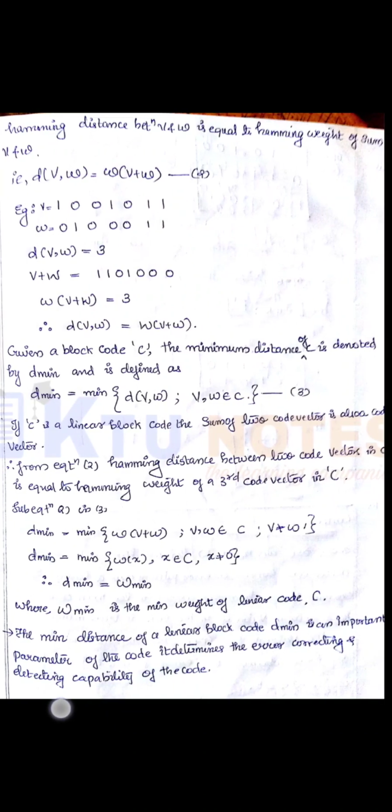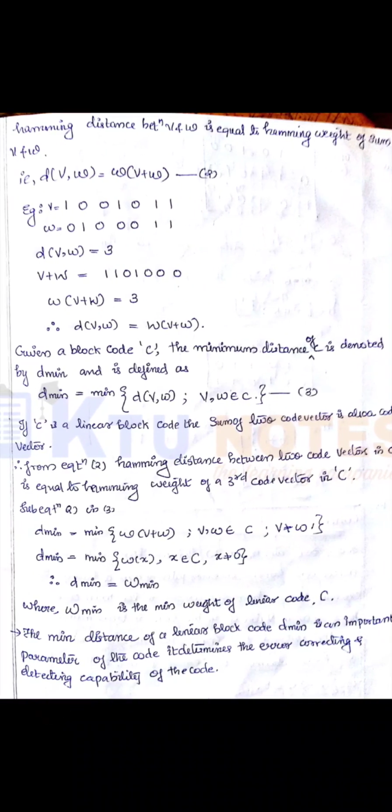The minimum distance of a linear block code, d min, is an important parameter of the code. It determines the error correcting and detecting capability of the code. So in order to find the error correcting or error detecting capability, the term d minimum is very important, which means that if a transmitted vector is received, we want to relate this received vector with the other vectors. In that case, d minimum is very important. We are taking the vector with the minimum distance.